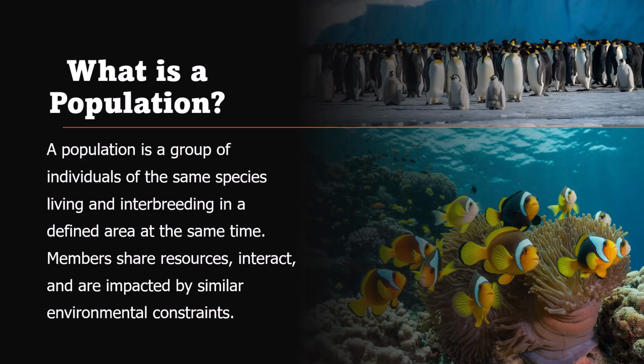A population is a group of individuals of the same species living in a specific area at the same time and interbreeding. Members of a population share common resources, interact with one another, and face similar environmental pressures. This concept forms the foundation of understanding ecological interactions, species survival, and biodiversity.